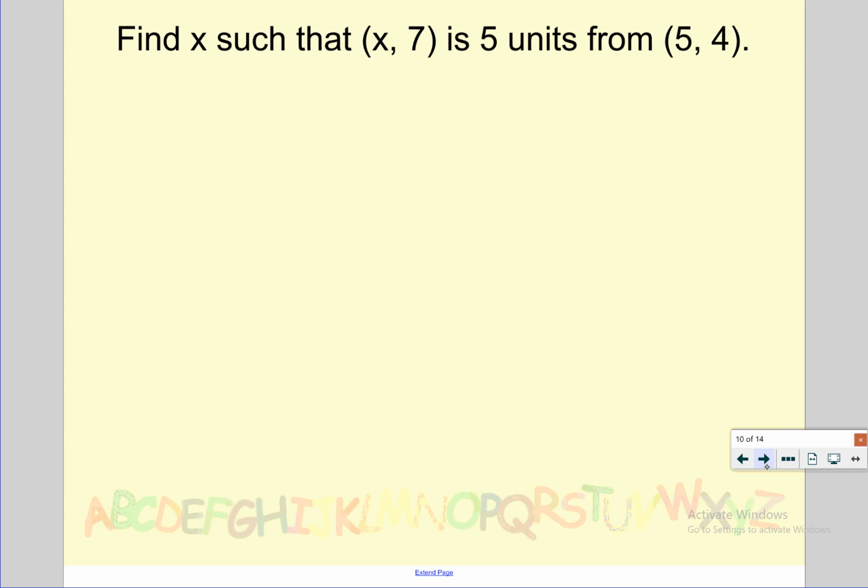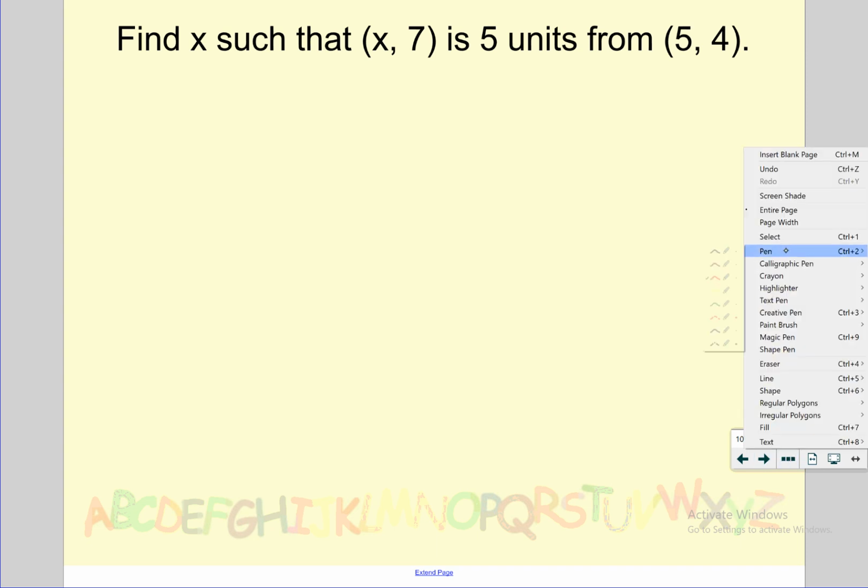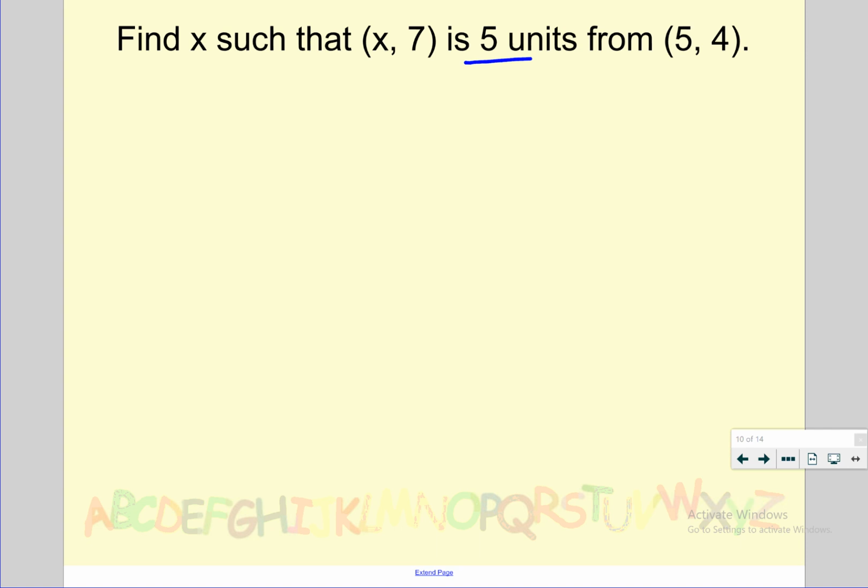So we can definitely draw a picture just to visualize it if we want to. I don't feel like that's going to be super helpful in this example. When we say something is 5 units from something else, what is it? What's 5 units? It's a distance. Okay, so we know the distance and we have 2 points. So we're going to use our distance formula.